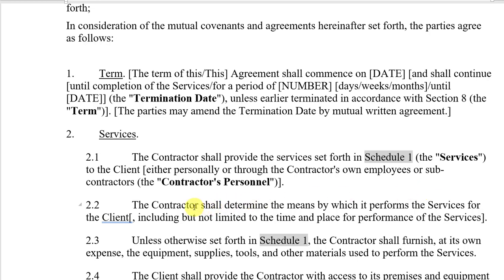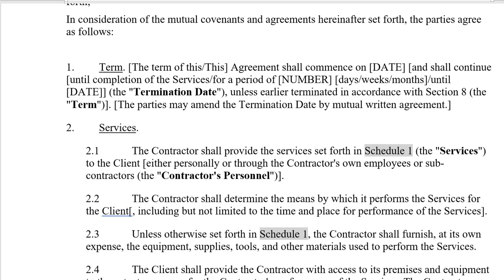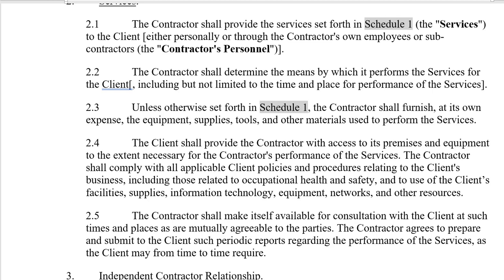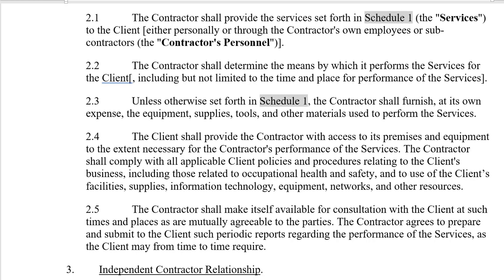Quite important here is that the contractor shall determine the means by which it performs the services. So, for an independent contractor, what you are establishing is the scope of the work, but the contractor is free to decide how that work is performed or carried out. You don't supervise the independent contractor as such. You'll provide access to your premises, and the contractor will typically supply his own equipment.